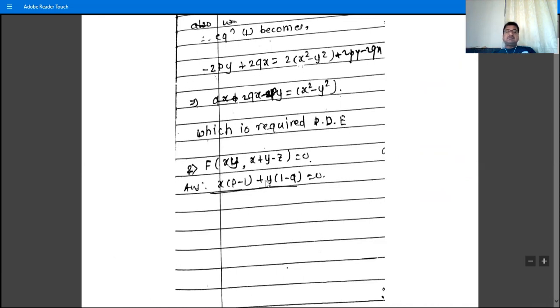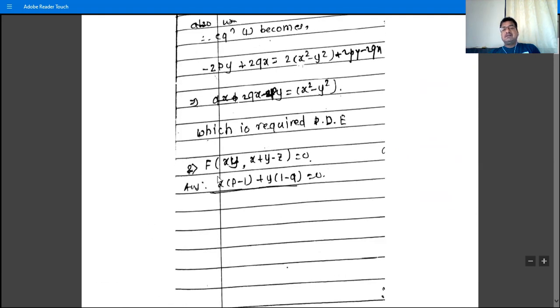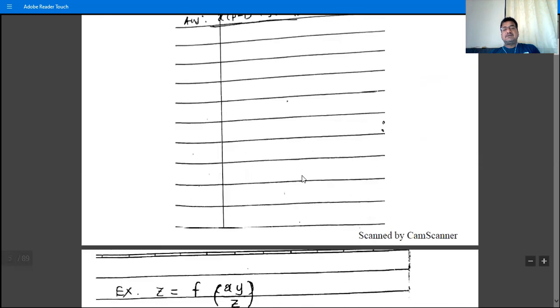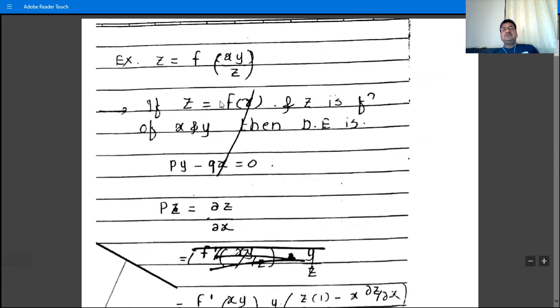So this topic is formation of partial differential equation. That is, we are given the solution of the partial differential equation, and we have to find the corresponding partial differential equation. So this is the solution actually, and this is the corresponding partial differential equation. So next example, z is equal to f of x into y by z. So it is not of the type f of u, v is equal to 0. So we have to form the corresponding partial differential equation.